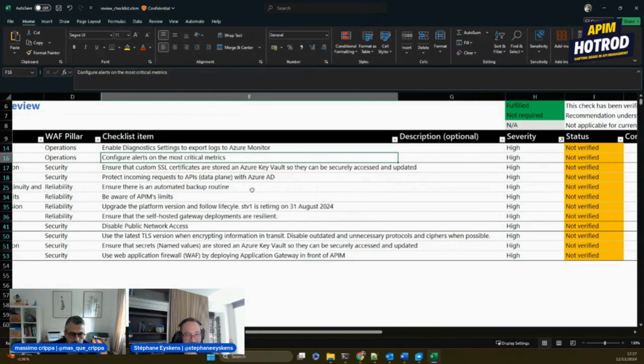Then here there are like, okay, configure alerts for the most critical metrics, but also I would say most critical services or most critical flows. That is in general a good practice.